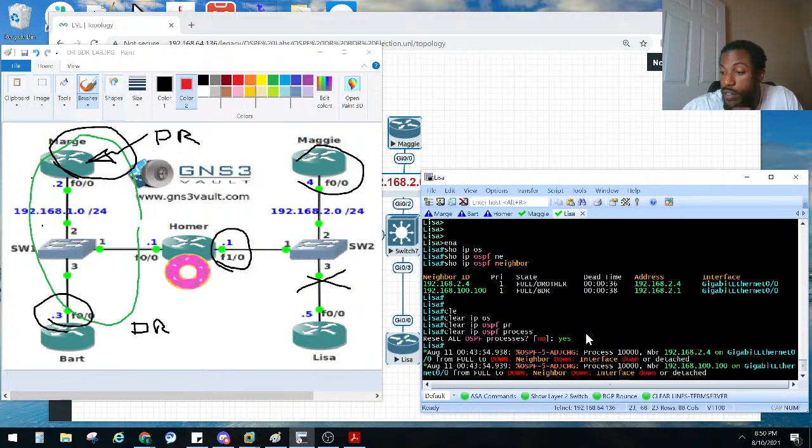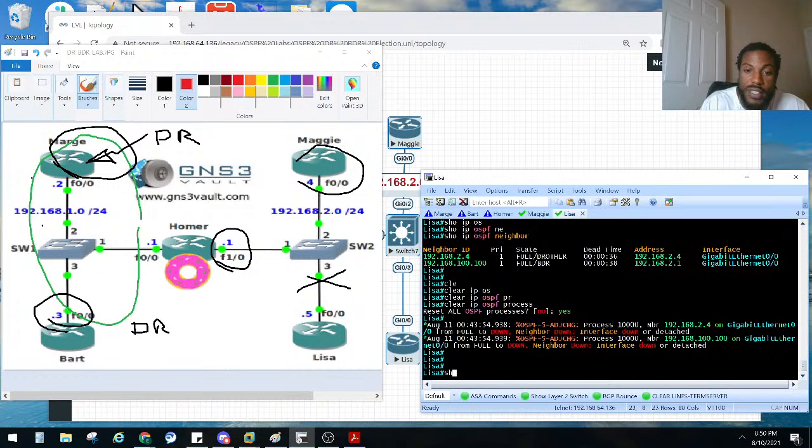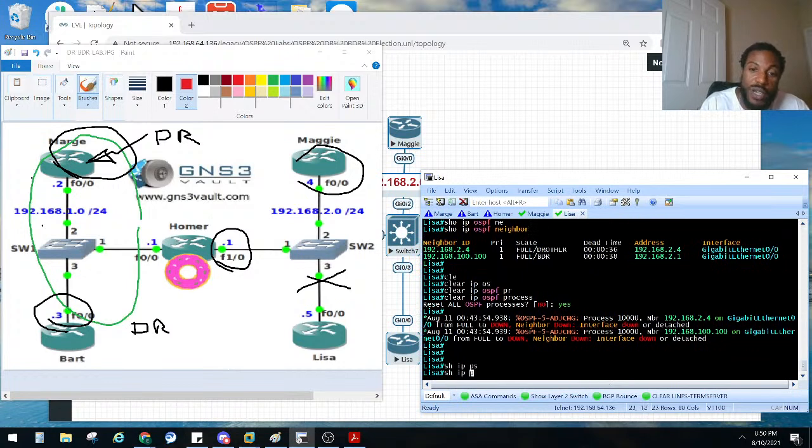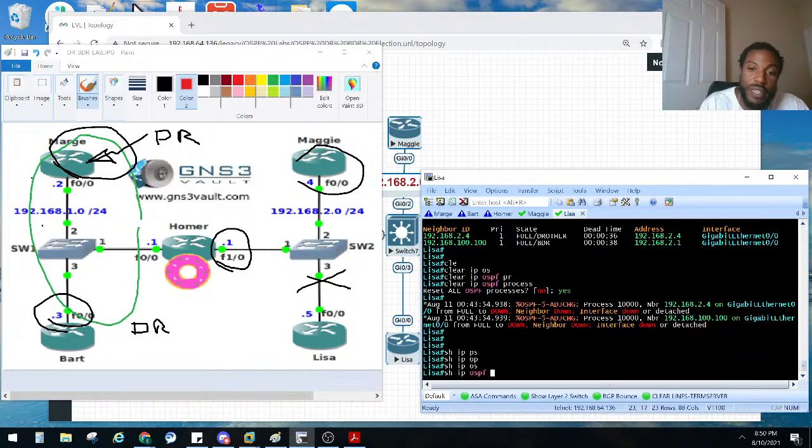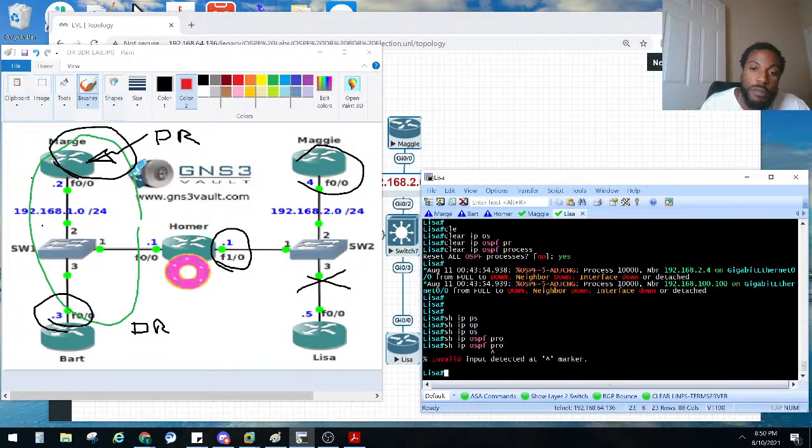Wait for it. Wait for it. Get on our knees. Pray to the network gods. Let's see what happened here. So, did we break something? Show IP OSPF SPF process. I mean, not that process.